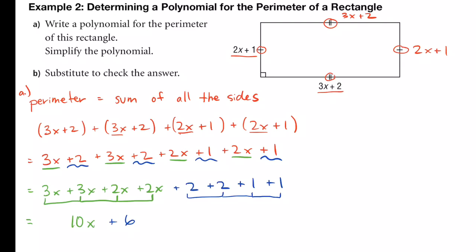So that's what we have. This is our perimeter. When you add up all the sides, this is the answer that we get. 10x plus 6. And let's not worry, we're not going to do B, so don't worry about that.